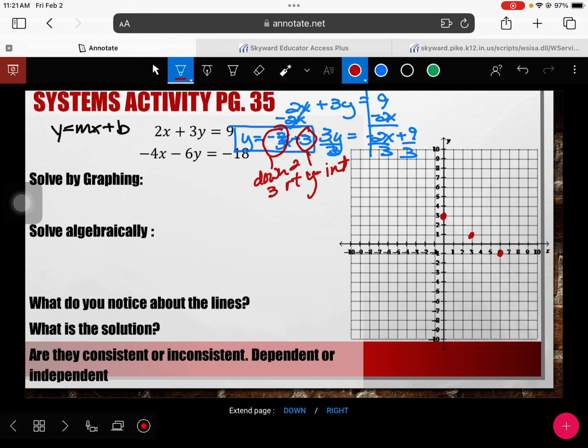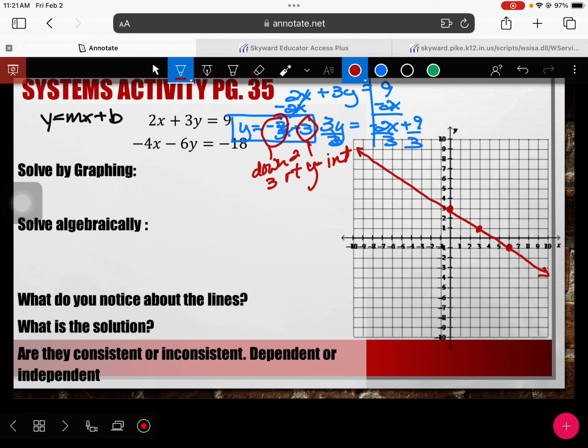How many points do you need to make a line? 2. If you put 3, it usually makes your line more helpful if you don't have a ruler. But if you have a ruler, you're probably fine with 2. Okay? All right, so that's only the first one. Now, let's do the second one.